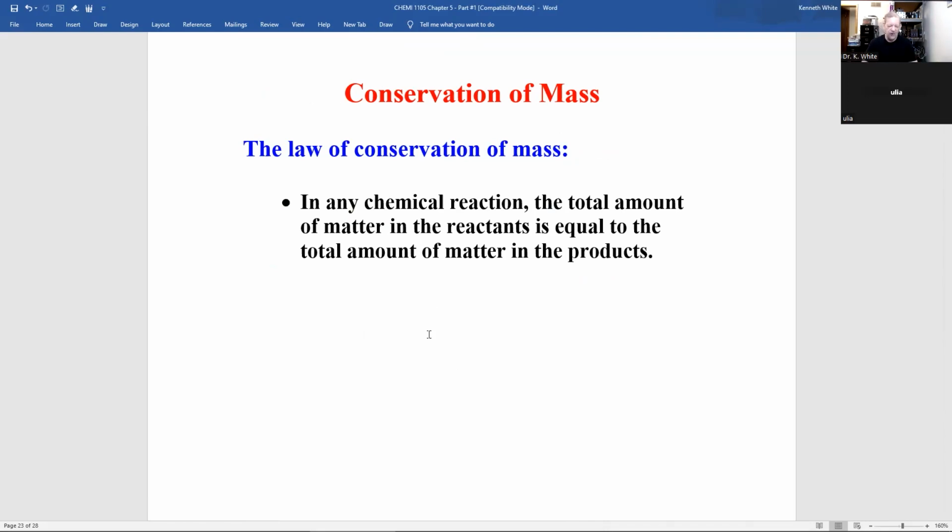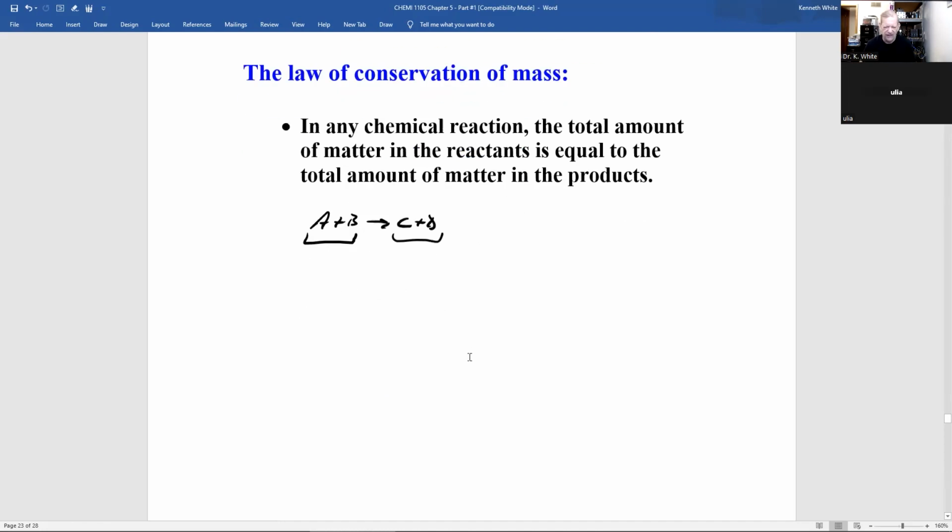So when you're doing a chemical reaction, A plus B makes C plus D, the total amount of matter in A and B has to equal the total amount of matter in C and D. And that's called the law of conservation of mass, or just conservation of mass. I'll never ask on a test what it is, but I'll expect you to know how to use it.